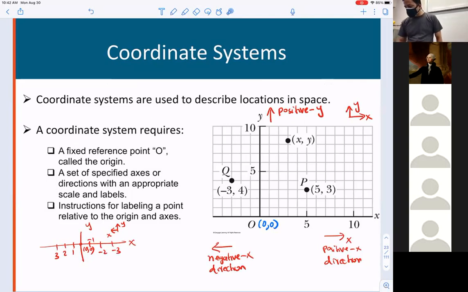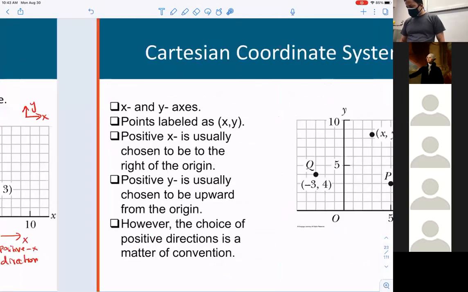Because I've said that towards the left is my positive x, my x tick marks have to be arranged so that they're increasing as you go to the left. Any questions on that? Okay.